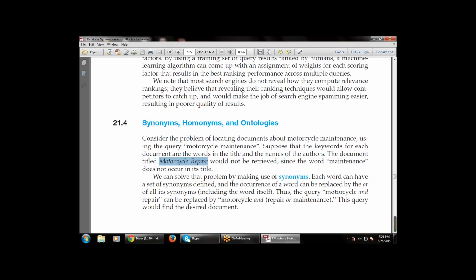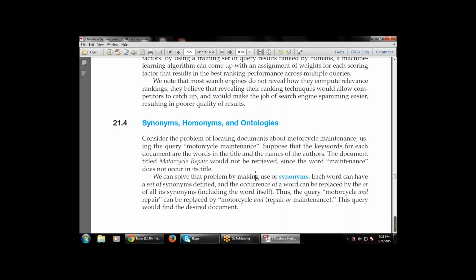The document titled motorcycle repair will not be retrieved since the word maintenance does not occur in its title. We can solve that problem by making use of synonyms. Each word can have a set of synonyms defined, and the occurrence of a word can be replaced by all of its synonyms. Therefore, the query motorcycle and repair can be replaced by motorcycle and repair or maintenance.